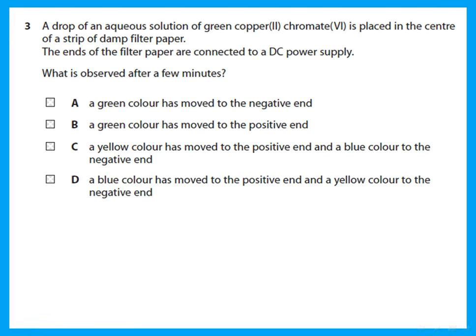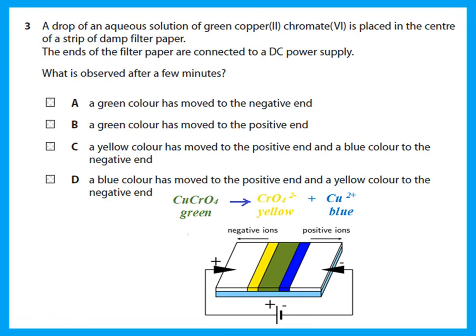A drop of an aqueous solution of green copper chromate is placed in the center of a strip of damp filter paper. The ends of the filter paper are connected to a power supply. What is observed after a few minutes? Remember that he's saying that copper chromate is green. Of course, copper chromate is ionic. So if we put it on a paper that is connected to a power supply that has a positive end and a negative end, it breaks up into its ions.